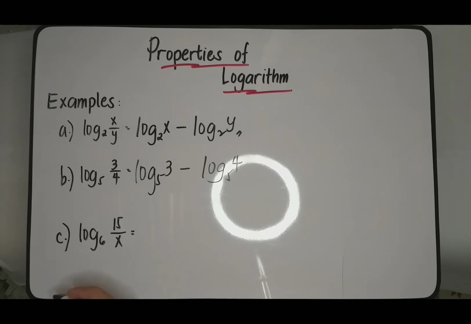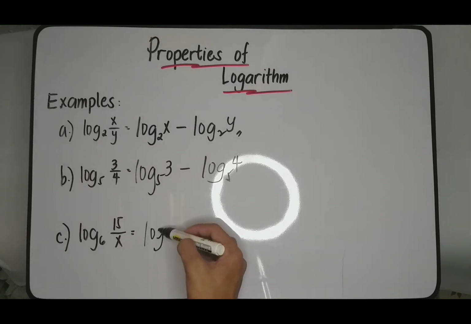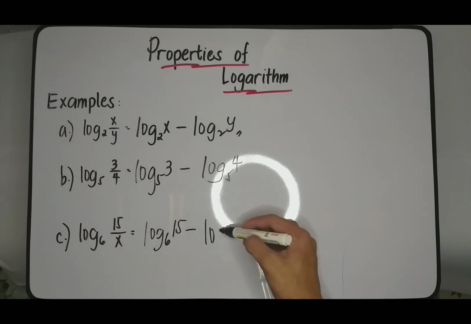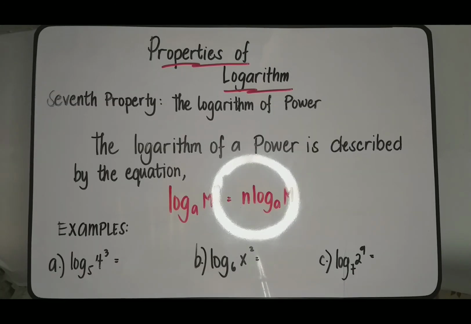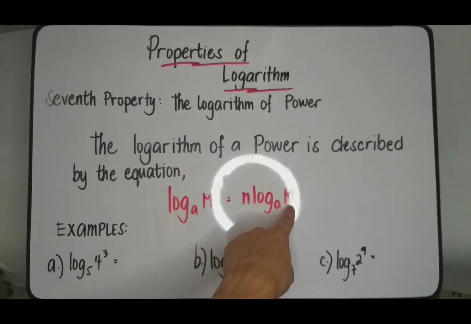Okay? Next, letter C, logarithm of 15 over x to the base 6. So, our answer is logarithm of 15 to the base 6 minus logarithm of x to the base 6. That's the final answer. And now let's proceed to the seventh property, or second to the last, the logarithm of a power. Since we have 8 properties of logarithm, so second to the last. So the logarithm of a power is described by this equation. Logarithm of m raised to n to the base a equals n logarithm of m to the base a.